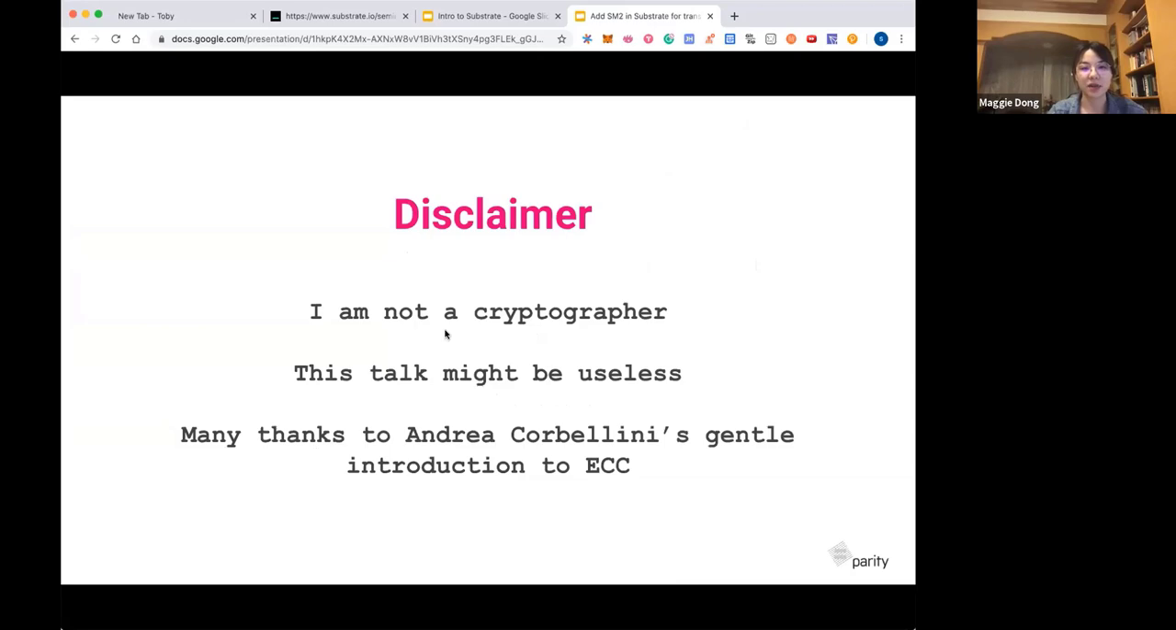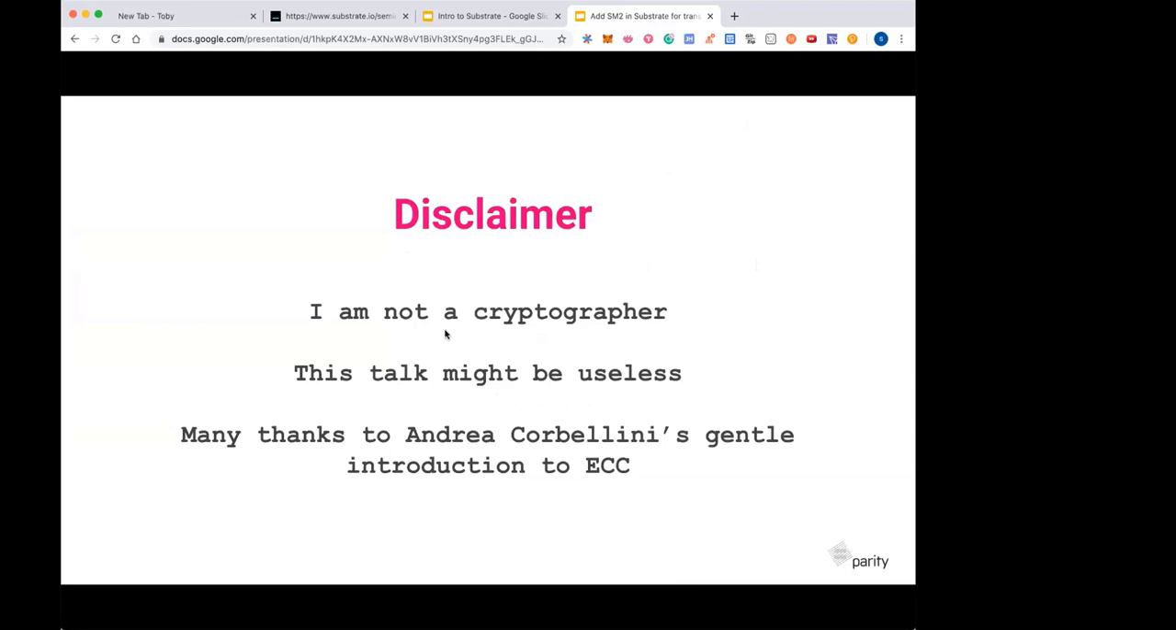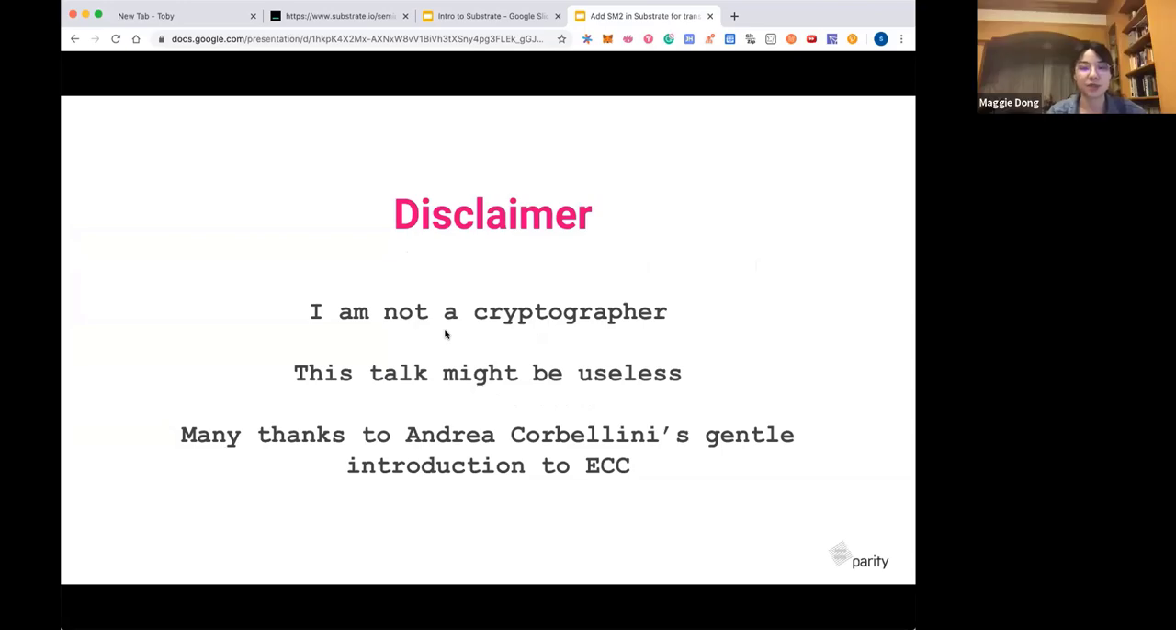Okay, here is my disclaimer: I'm not a cryptographer, and I'm totally new to all the crypto things. The reason I want to add a new signing algorithm in Substrate is that I don't know anything about cryptography, and I know a little about Substrate, so I just want to test the capability of Substrate's modularity. I just want to see how modular Substrate can be. A little warning that this talk might be useless.